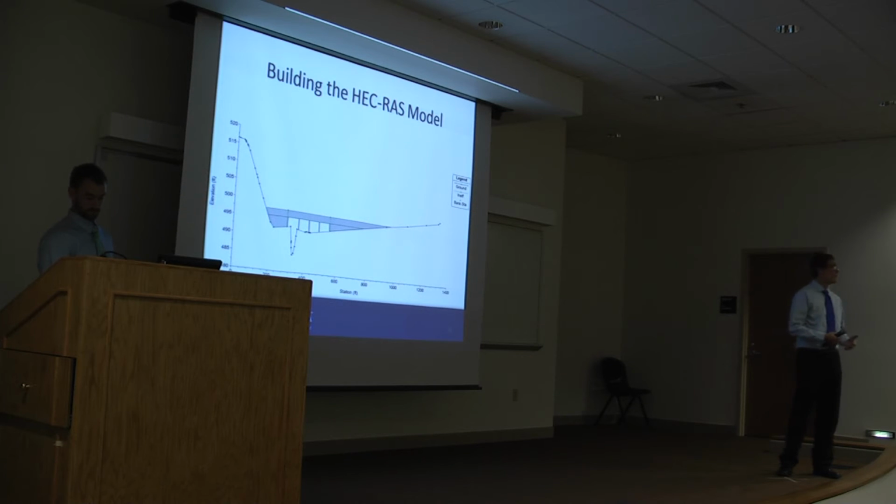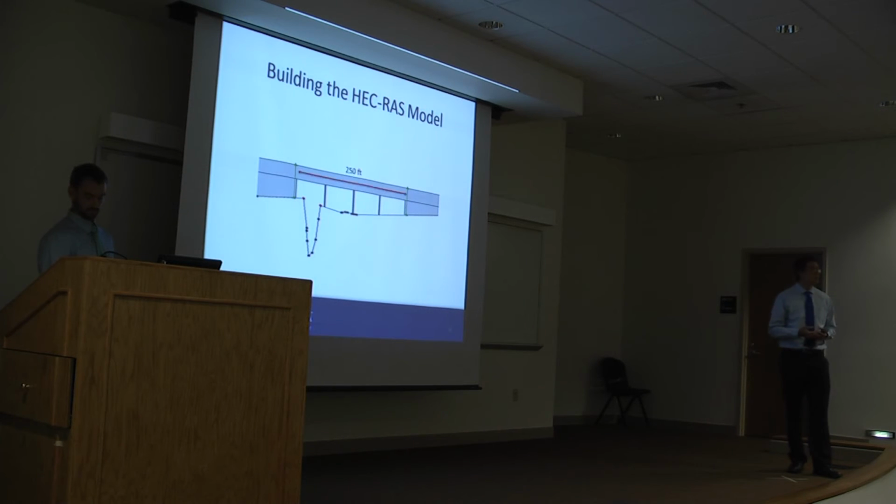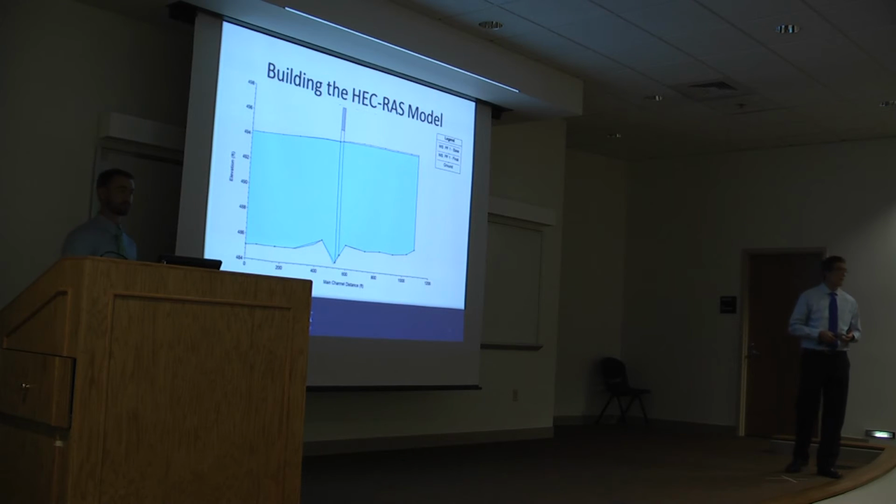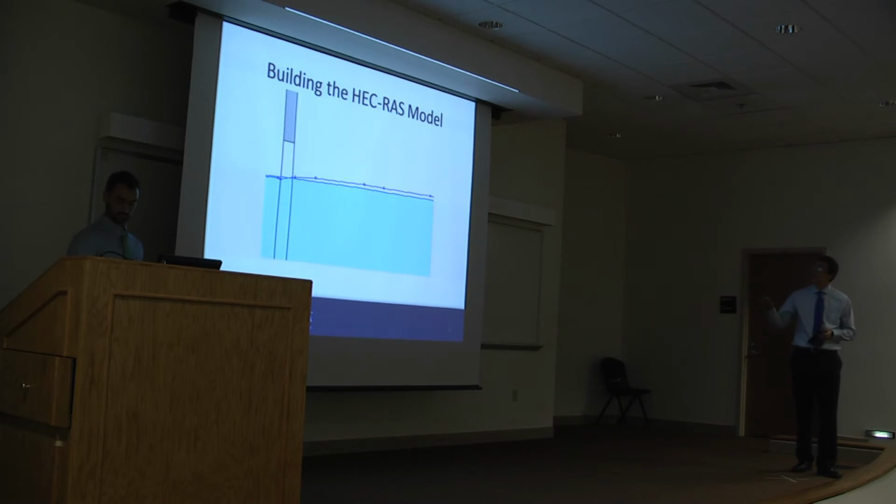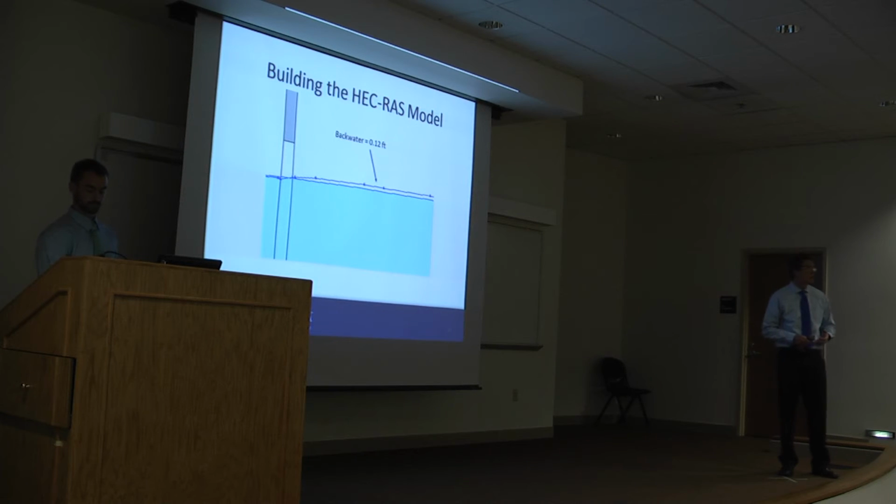So after we have the base model and the bounding and ineffective flow areas, we were able to design a bridge that spans 250 feet and 62.5 feet from pier to pier. And here is the water surface profile after the bridge has been added. The base model water surface elevation is there in blue, and the line above it is with the addition of the bridge. We have 0.12 feet of backwater immediately upstream of the bridge, which meets the IDNR requirement.